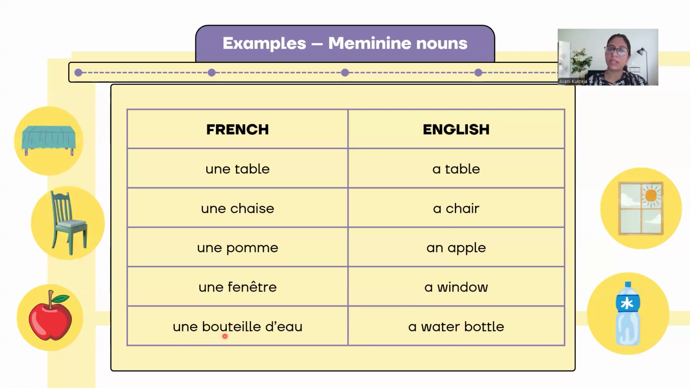A bottle in French is une bouteille. And of water in French is d'eau. So a water bottle will be une bouteille d'eau. Once again, une table, une chaise, une pomme, une fenêtre, une bouteille d'eau. Take 30 seconds, please learn these words.